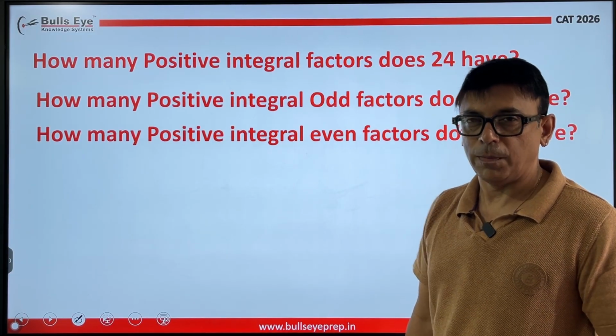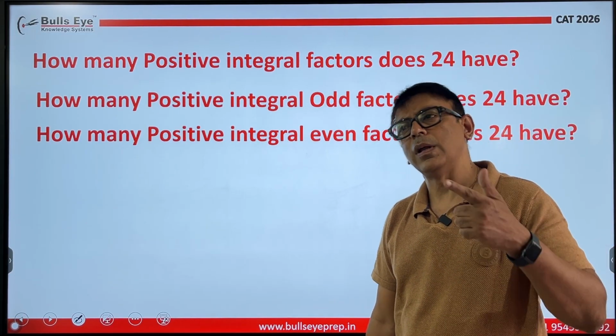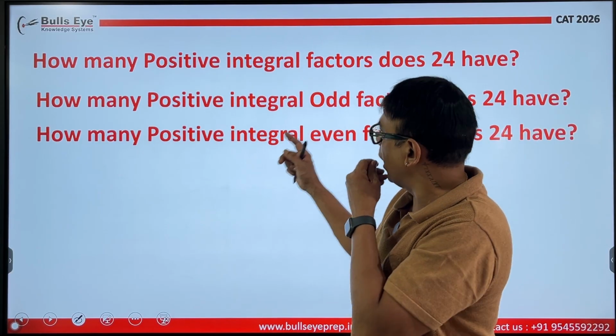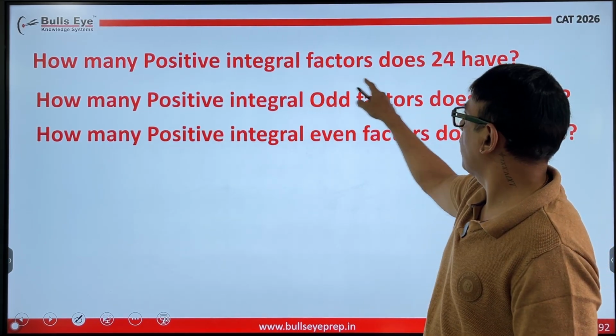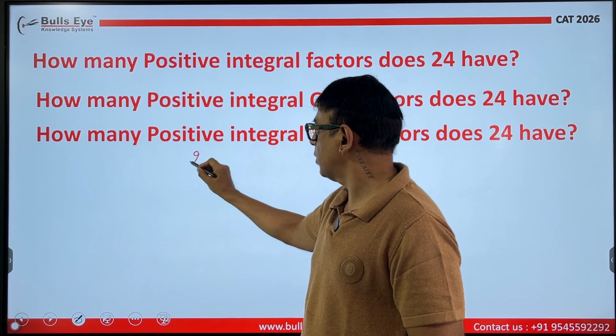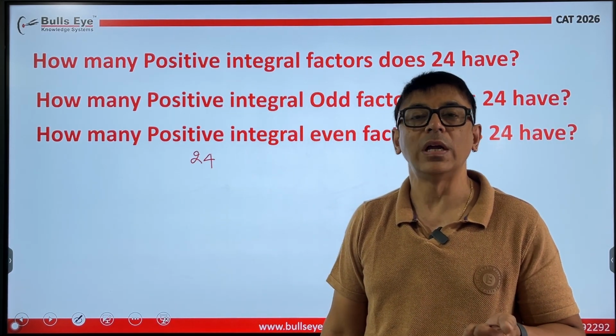Now this is the third topic. We did power cycle, we did remainder theorem. In remainder theorem, the conventional modulus theorem and the Euler theorem. Now we have the factors related theory. How many factors are there in 24? What the question means is, how many numbers have 24 in their table.